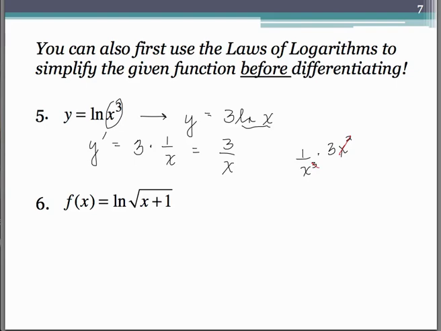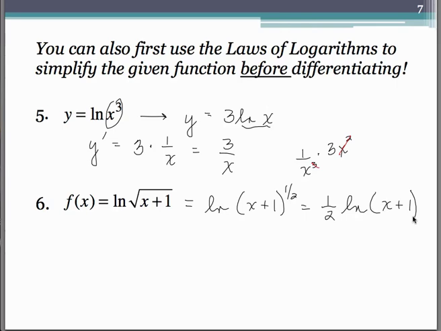So let's take a look at another one. Since you're taking the square root, we can rewrite this as natural log of x plus 1, that quantity, to the half. But of course, according to the laws of logarithms, that 1/2 can pop out in front. So we have this. Now this is an example where maybe it would be beneficial to rewrite it by using the laws of logarithms first.